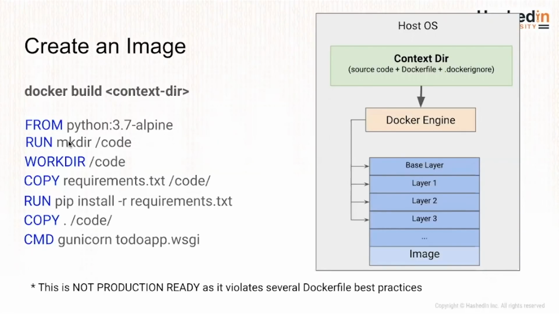It says run mkdir, and the folder name is code. So the Docker runtime, on top of that read-only temporary image, runs this command and creates a folder called code, and creates a new temporary image. And similarly, all the commands are executed. So these are called layers in Docker. Each layer is a delta of the previous one. It just has this additional command.